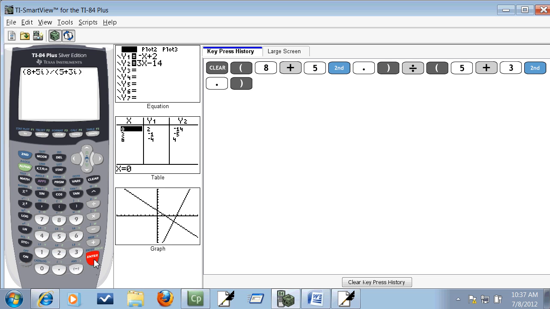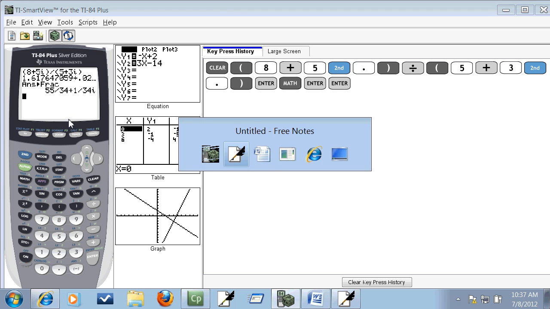Closing parentheses, enter. Now in your calculator, whenever you get a decimal, you can change it to fraction by doing math, enter. And you see you get 55 over 34 plus 1 over 34i, which is the same answer we got by hand.